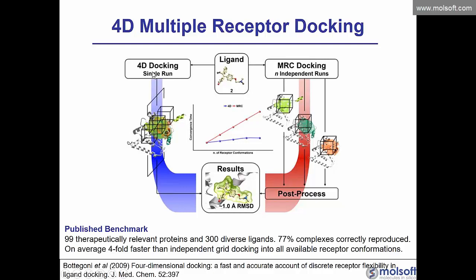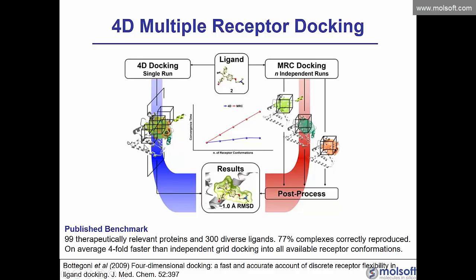The 4D method is different in the fact that you take the 3 proteins, you superimpose those 3 proteins, and then you store the pre-calculated grids for each of the receptors in one environment. And these are what we call the 4D grids, with the 4th dimension being the receptor. So there's a direct incorporation of discrete receptor flexibility in this approach.